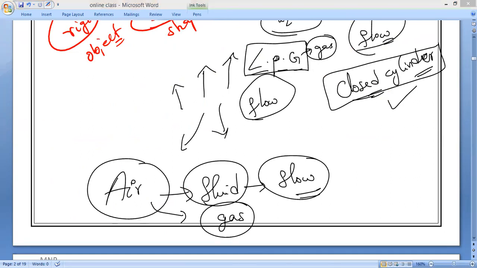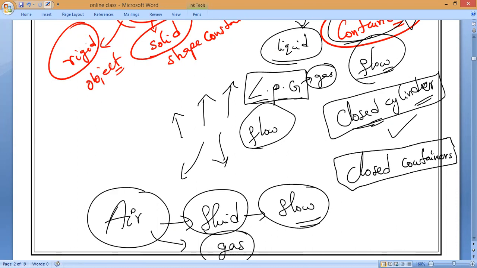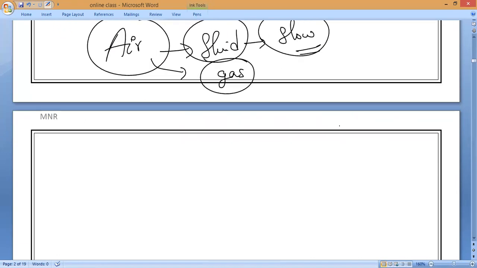Any doubt, guys? Please respond. You can see water, liquid also we can store in an open container, but gas always has to be stored in closed containers. Is it possible to store the gases in open containers? No, sir. But liquids also will lead to evaporation. So that is what we can say.